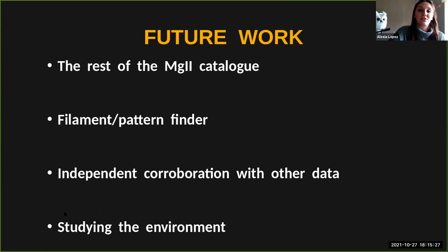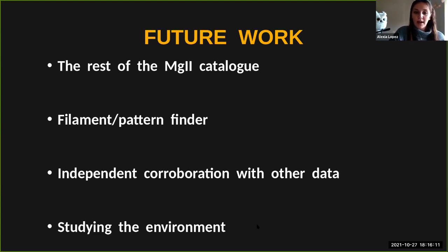So just quickly on some future work, obviously we'll have a look at the rest of the magnesium 2 catalogue. We've only viewed a small percent of it so far, but to do this we'll probably need an objective filament or pattern finder. As I mentioned earlier, it would be better if we could use something like the Kuzik and Edwards method or flat fielding, which takes into account the uneven distribution of background quasars. We're going to continue looking at other data for independent corroboration and anything we can learn about the environment, especially with the equivalent width distribution.